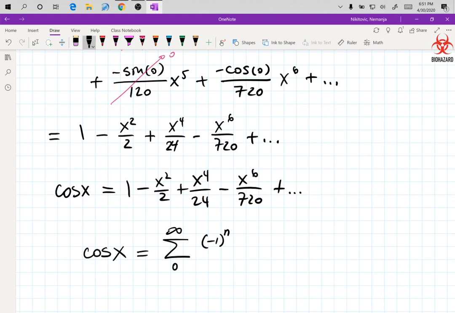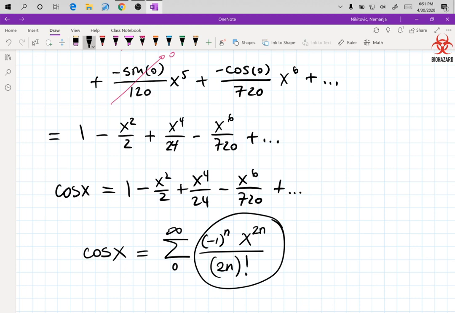Now, what else do we have? We have x to the all even numbers. The first one with the 0 kills that exponent, so it becomes x to the 0, which is 1, so that creates 1. Divided by all even factorials. The first one is 0. Well, 2 times 0 is 0. 0 factorial is 1. So everything works out to be 1 when n is equal to 0. So that's our first term.